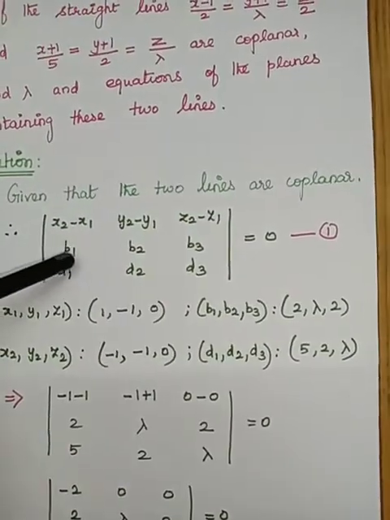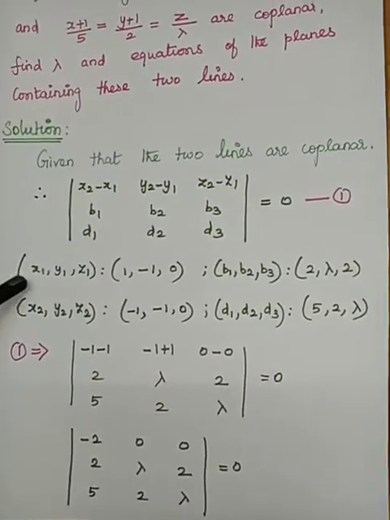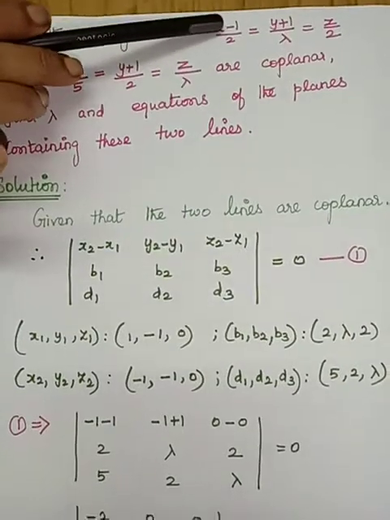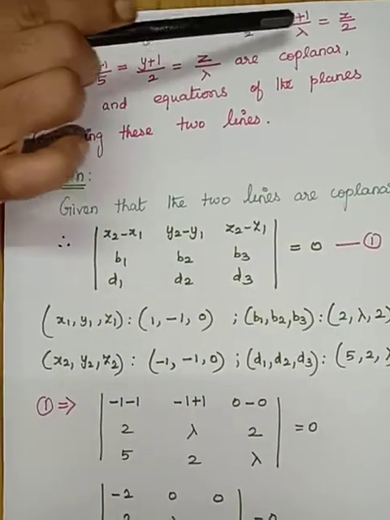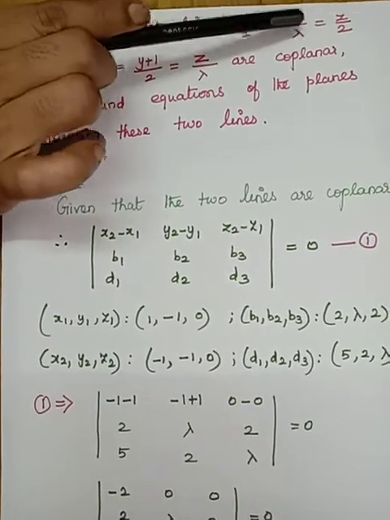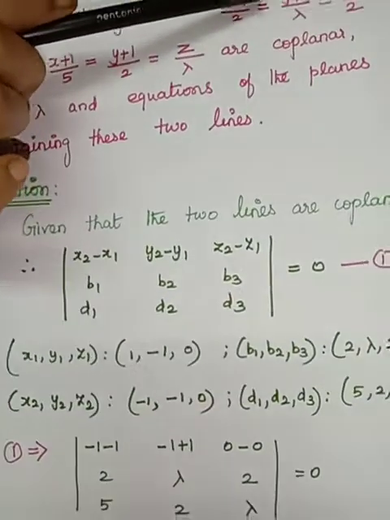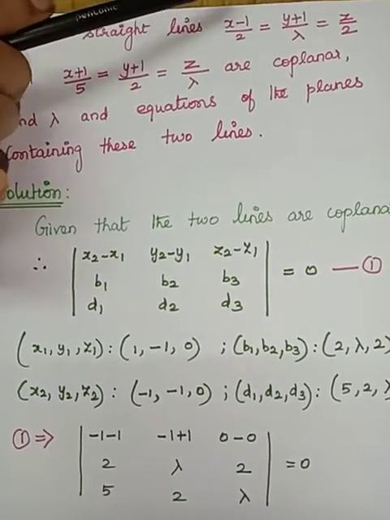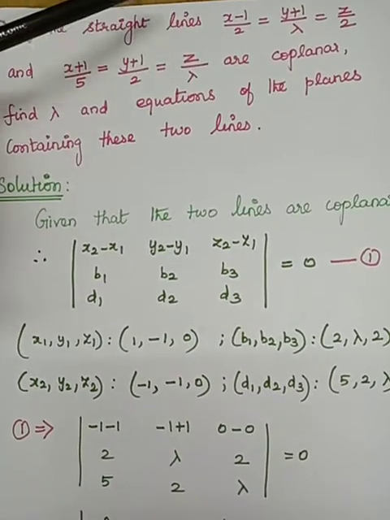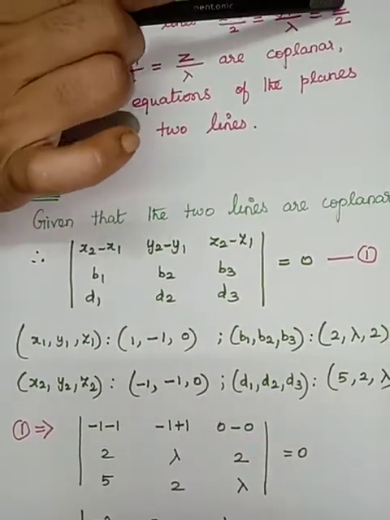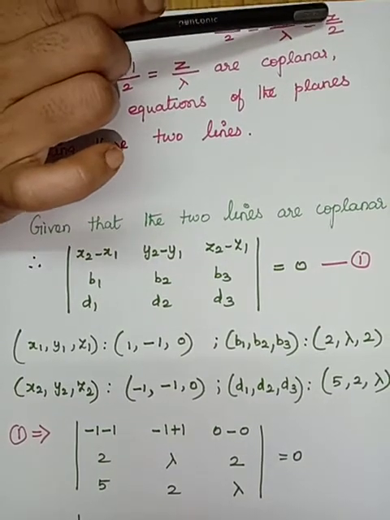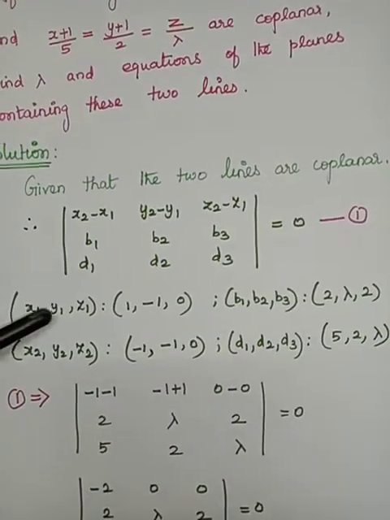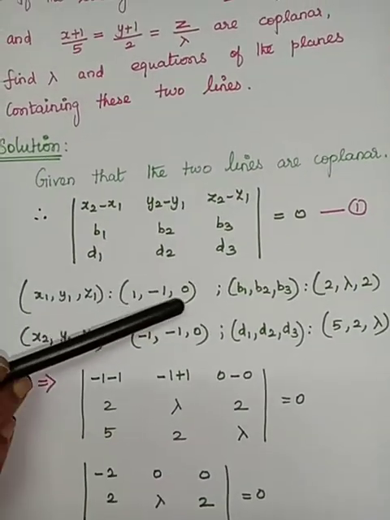Okay, for substituting this condition, we need the points. So we have to collect x1, y1, z1 from the numerator of the first line, that is 1. Here you will have minus 1, because it should be y minus y1, so the plus can be written as y minus of minus 1. So we have to take minus 1. Here z minus z1, here you will have only z, so we can write z minus 0. So x1, y1, z1 are 1, minus 1, 0.